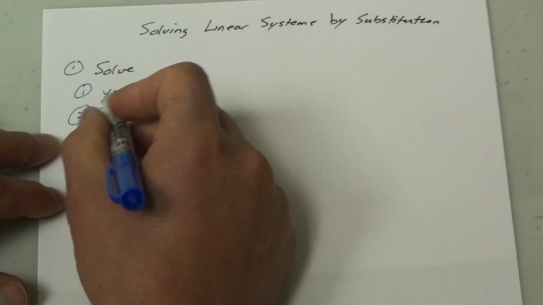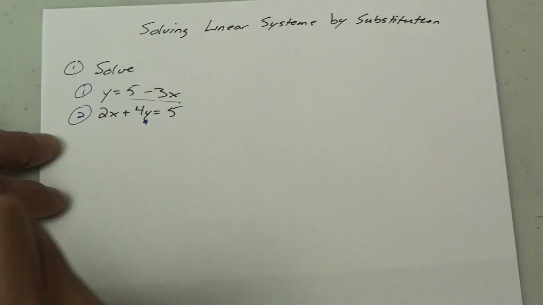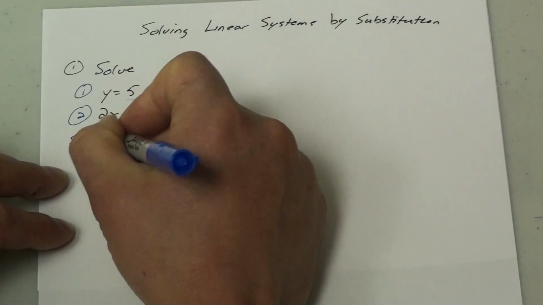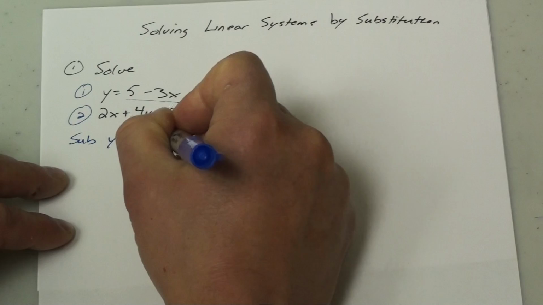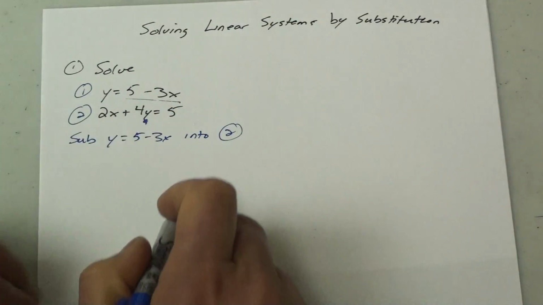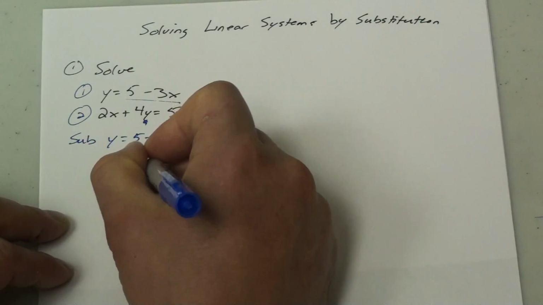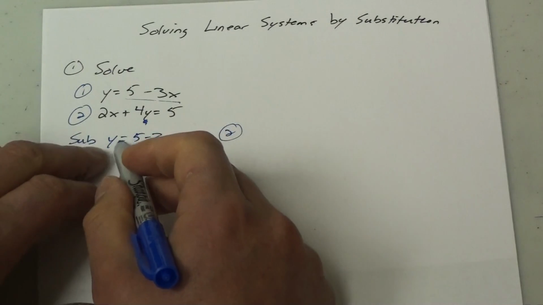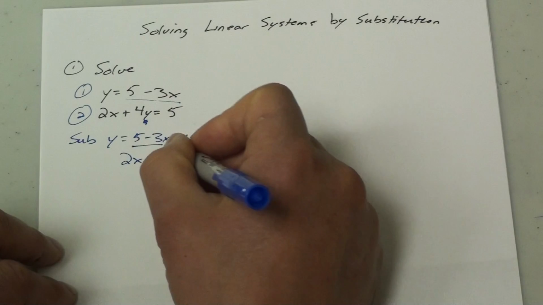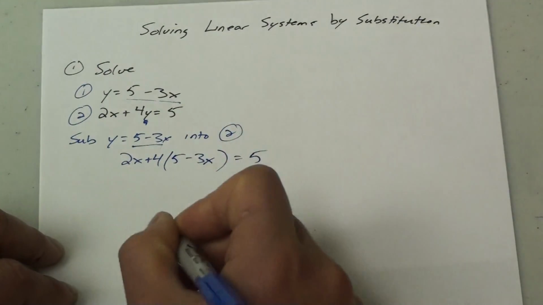I'm going to take what y is equal to, that 5 minus 3x, and I'm going to replace the y in the second equation with what it's equal to. So I'm going to sub y equals 5 minus 3x into my second equation, which is 2x plus 4y equals 5. So following that second equation, 2x plus 4, I'm subbing in what y is equal to. So I'm not going to write y anymore. Put in brackets and put what y is equal to, which is 5 minus 3x, equals 5.